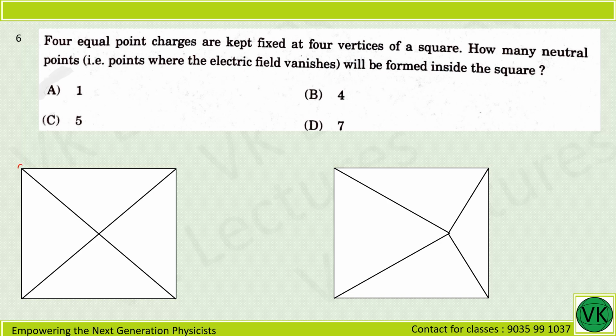So, four charges are kept at the four vertices of the square, and we know that this is the point which is neutral, which means that if we keep a point charge here, it will be experiencing a force in all the four directions, and the net force will be equal to 0. That means there is no electric field. If the force is 0, the electric field is 0.